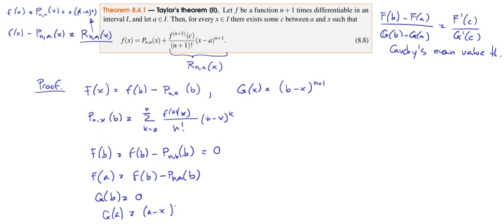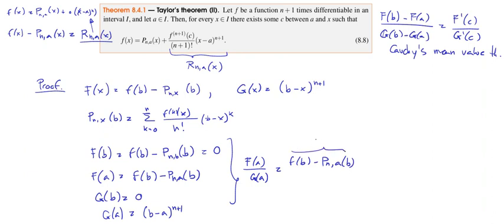Sorry, a minus b. Yes, (b minus a) to the n plus 1, right? Now we have 0 minus f at a divided by 0 minus g at a is equal to f at a divided by g at a, which is f at b minus pn at b. Again, this is the remainder of our polynomial at b, which is what we want to evaluate, divided by (b minus a) to the n plus 1.